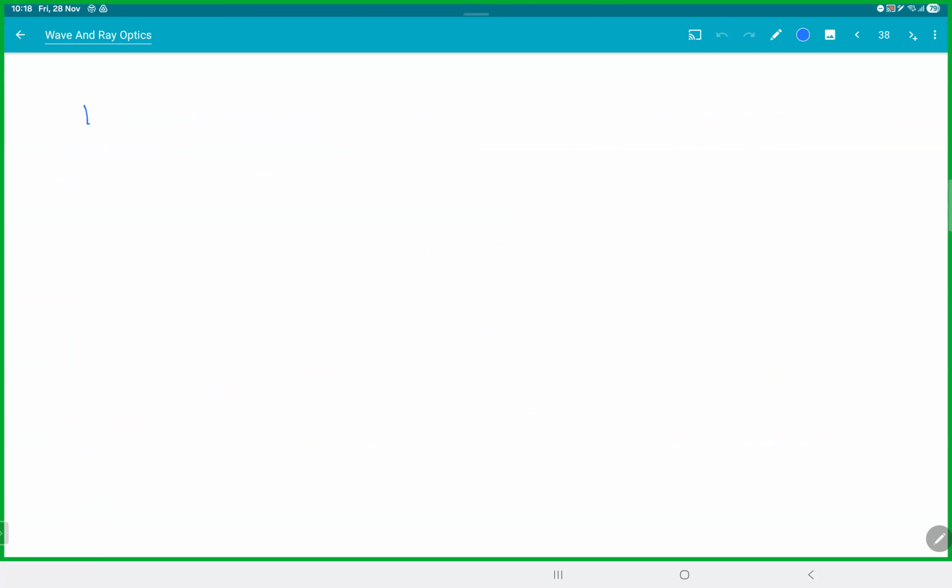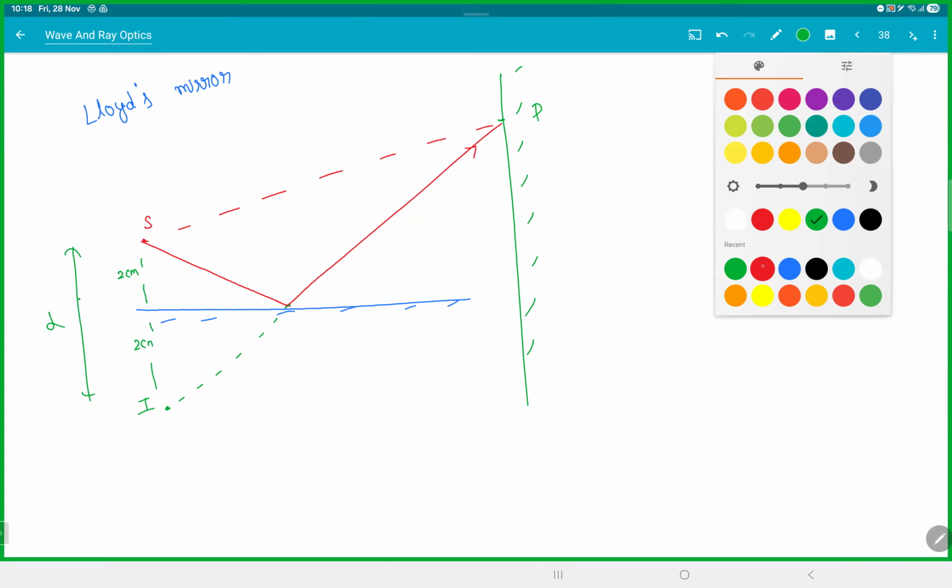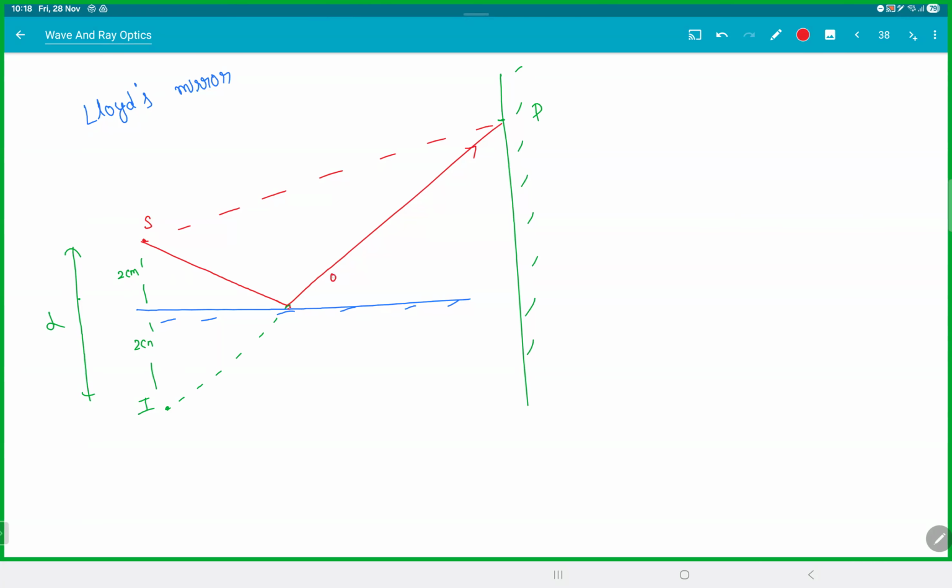So what is Lloyd's mirror? When you keep the source here, the light ray will hit and bounce off to the point here. Let's say this is the screen. This is point P. So it feels as if the light rays are coming from this point I. So these two will act like sources. Initially, if this distance was, let's say, 2 centimeters, and this also will be 2 centimeters, so this distance will be small d. Now, the only difference here is because you're hitting a mirror, this will get an extra path difference lambda by 2.